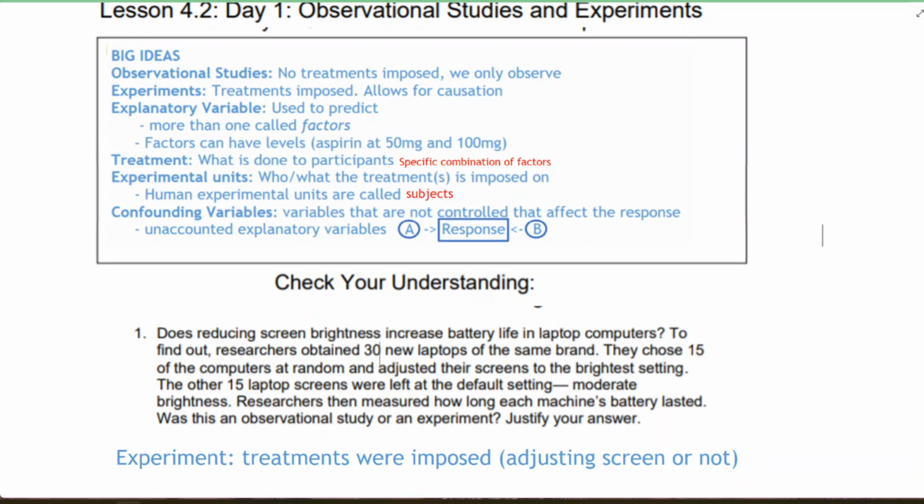And finally, we have confounding variables. Confounding variables are variables that are not controlled. In other words, we didn't do anything about them in the experiment, and they're going to affect the response variable. This little diagram over here with A and B and the response just means that explanatory variable A is going to affect the response. Explanatory variable B is going to also affect the response. Therefore, variables A and B are confounding because they both affect the response.